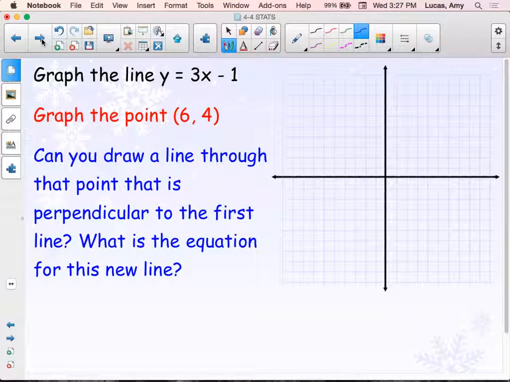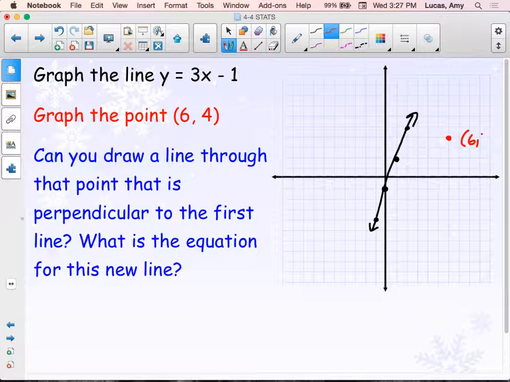Okay. Graph the line y equals 3x minus 1. So start at -1, up 3 over 1. Draw the line. Then I need to graph the point 6, 4. So that's right here. And this was my original line.